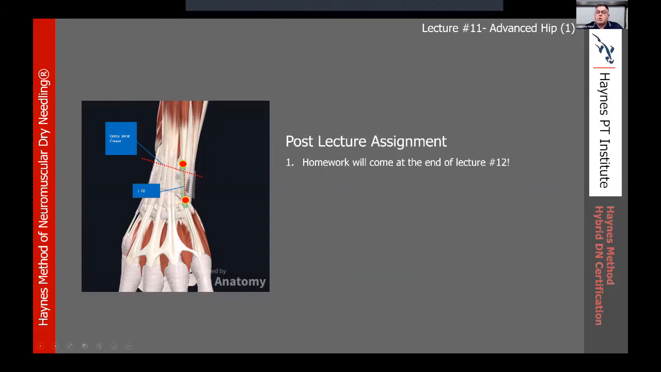Don't know why there's a picture of the wrist here. We're not doing wrist next. We did wrist last. No homework this time. The homework will come at the end of lecture number 12, which is in 2 weeks from now.